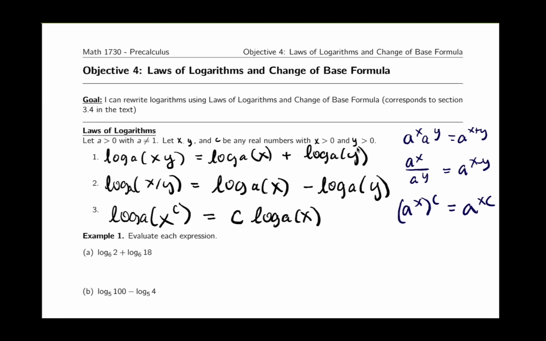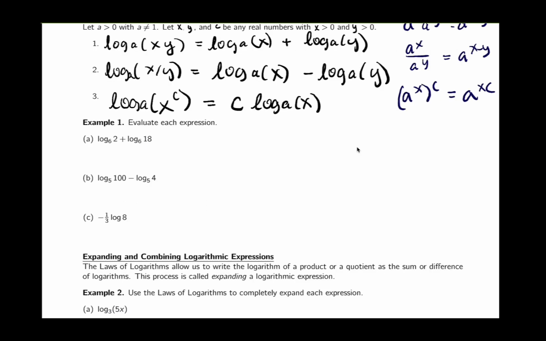We will use these laws of logarithms in both directions. Sometimes we'll take things that are multiplying or dividing or exponentiating and rewrite them as 2 separate logarithms. Sometimes we will take 2 separate logarithms that might be added or subtracted or maybe multiplied by a number and rewrite them as 1 logarithm. The laws of logarithms help us evaluate expressions like what we see in example 1.